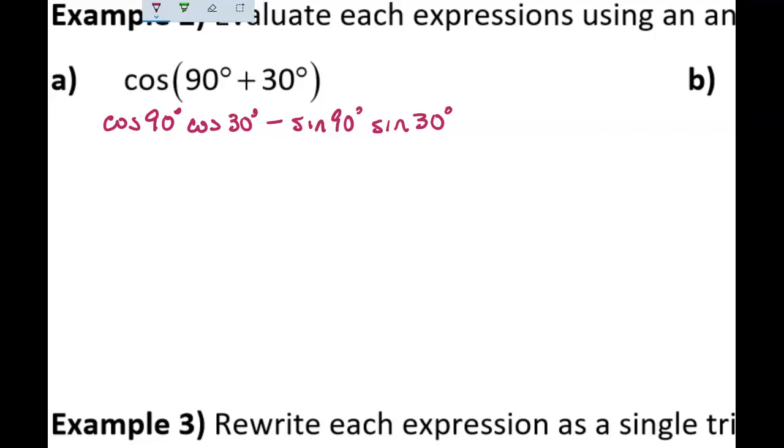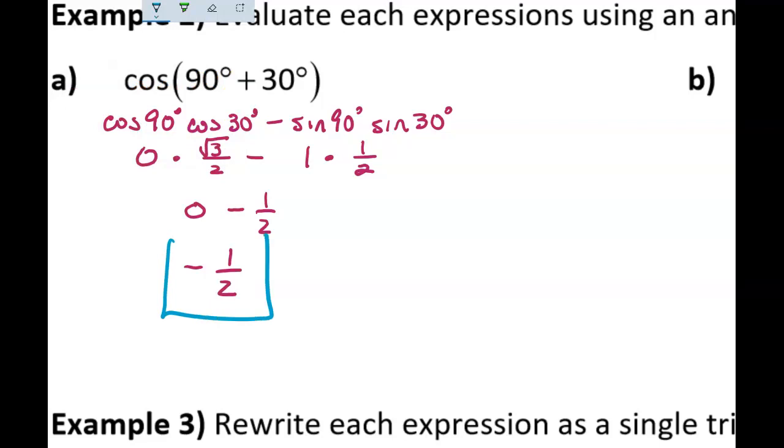Now we just have to evaluate each one of these individual expressions. Cosine of 90 degrees is 0. Cosine of 30 degrees is the square root of 3 over 2. Sine of 90 degrees is 1. And sine of 30 degrees is 1/2. And so we get 0 minus 1/2, which is negative 1/2. And that's the same result that we got before when we just followed order of operations and we added the 90 and 30 and evaluated the cosine of 120.